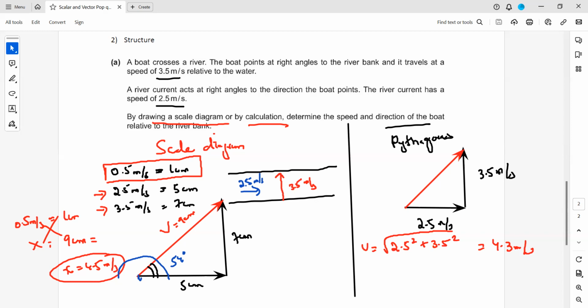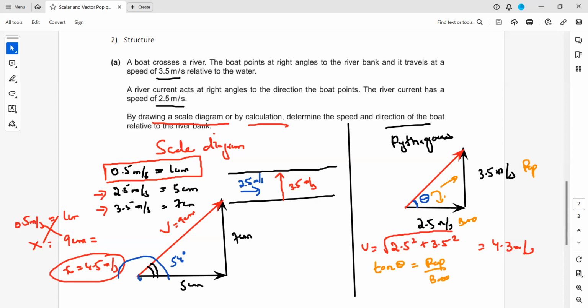Then we need the angle, because the direction here refers to the angle. As I mentioned, we need the angle between the river bank and the direction of the resultant. So this is the theta we need. For a right angle triangle, the theta angle is between the base and the hypotenuse. This one is the base, and opposite to the base is the perpendicular. Whenever we need the angle, we use the trigonometric ratio tangent theta, which is perpendicular divided by base.